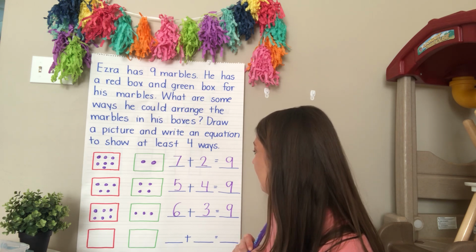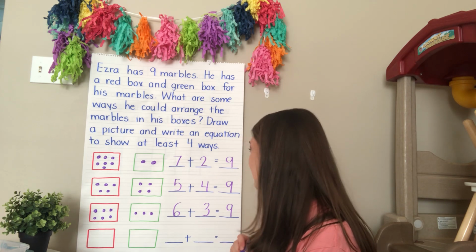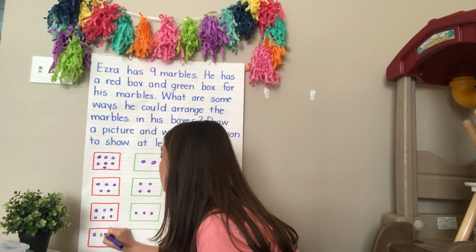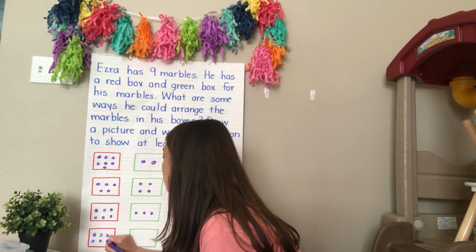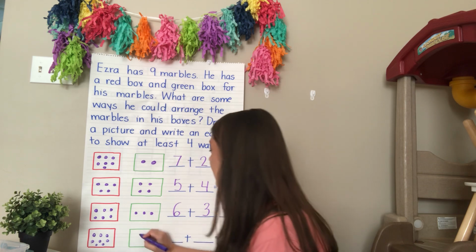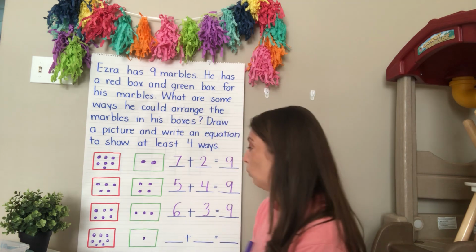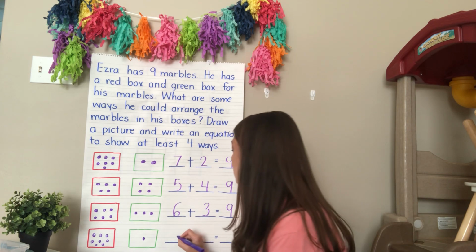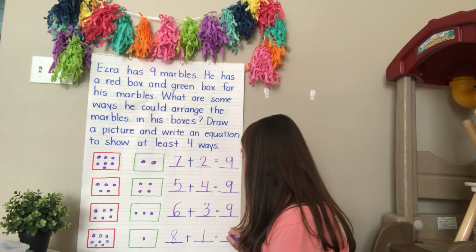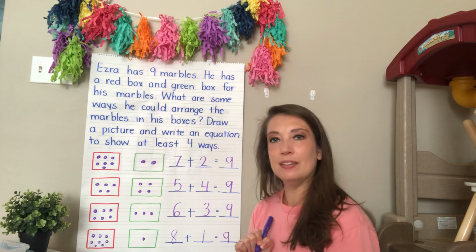Okay, and then the last one, he could have 8 in one box. It might be a little crowded in that box. And if we count on 8, 9. So 1 in the other box. So 8 plus 1 equals 9.